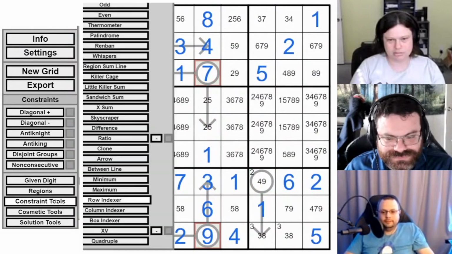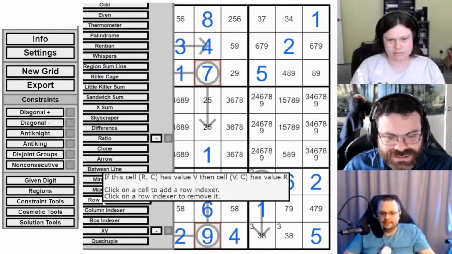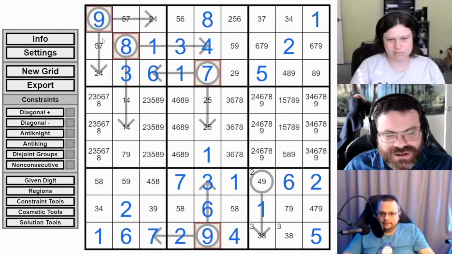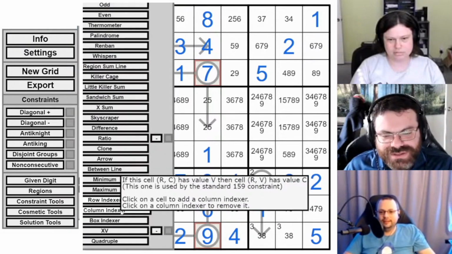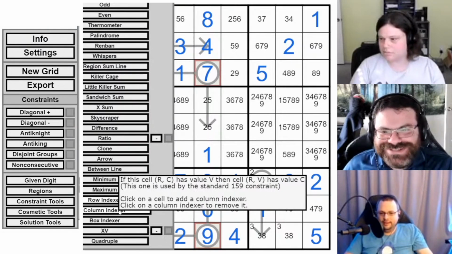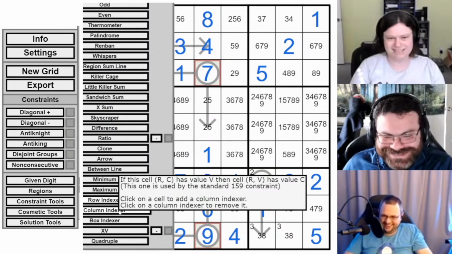Column index. But yeah, the column index did not succeed. But I think you did column index it. I call this row index. I call the normal 159... Oh, I see, sorry, column indexing, and I knew I would forget. So in the tooltip for the column indexer, I put: this one is used by the standard 159 constraint. I see. Very nice.